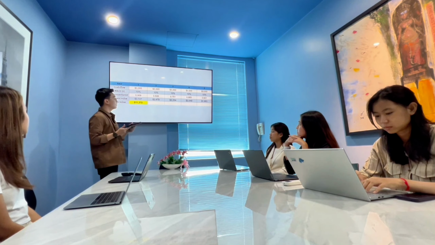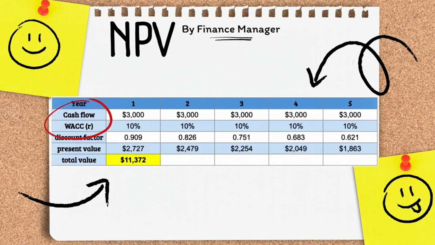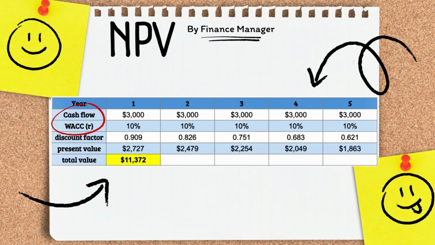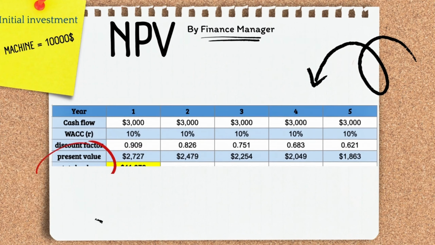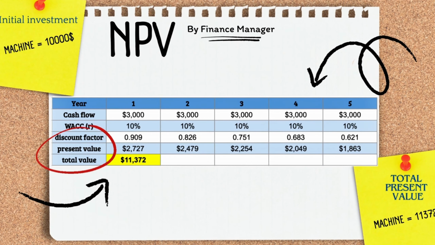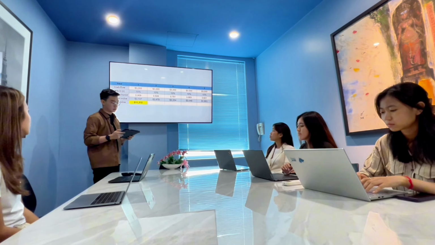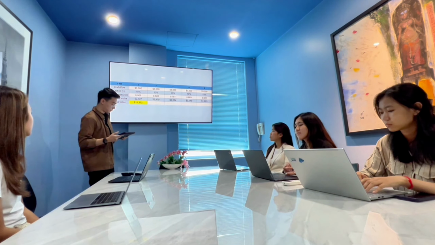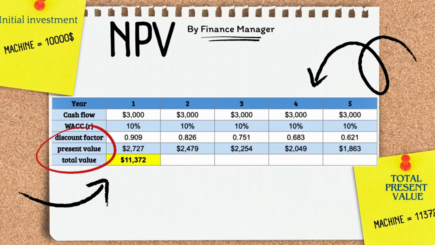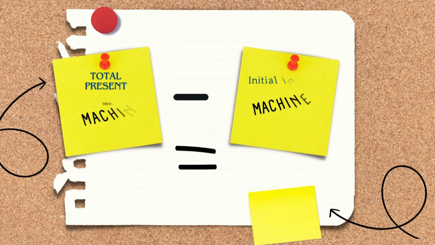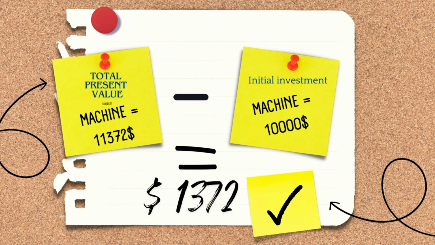So we will convert the $3,000 yearly cash flow to its present value at the 10% weighted average cost of capital, WACC. And that means the discount factor shows that the value of money you have in year 0 is going to have the same value in the following years. And then subtract the $10,000 cost to know whether it's a good investment or not. Adding the present values up, that will equal $11,372, and then we subtract the initial investment that cost $10,000, which will be equal to $1,372.